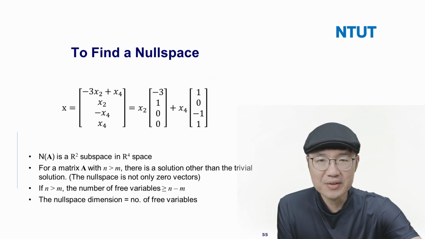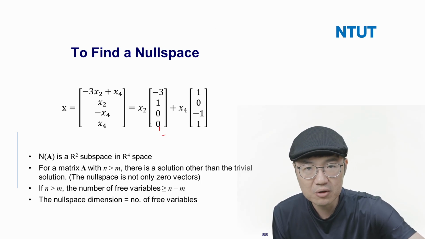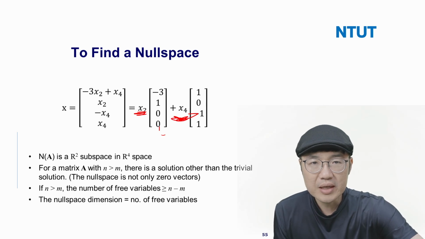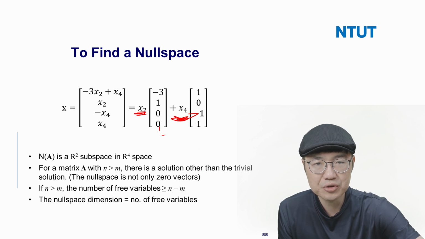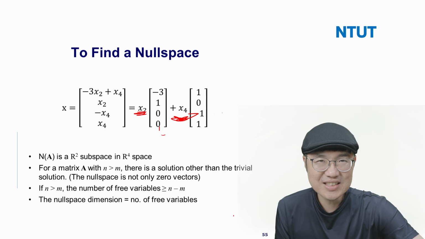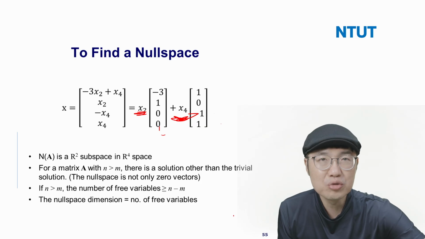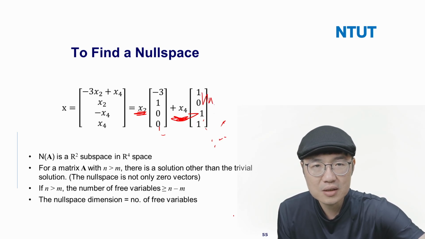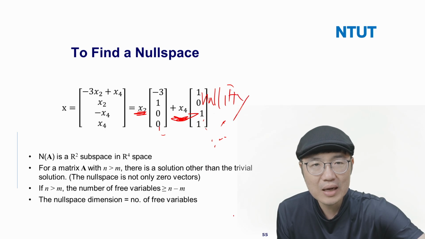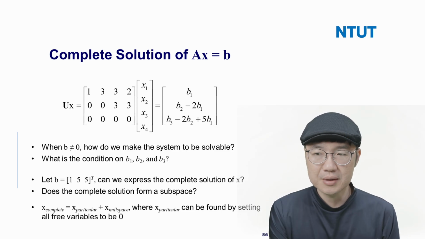The dimension of null space is determined by the number of free variables. In this problem, there are two free variables. That's why the null space dimension is R2. This R2, the dimension for null space, affects a lot of useful conclusions. So we give it a new index. We call this nullity. Nullity, yeah. Finally, let's go back to the complete solution for Ax equal b.